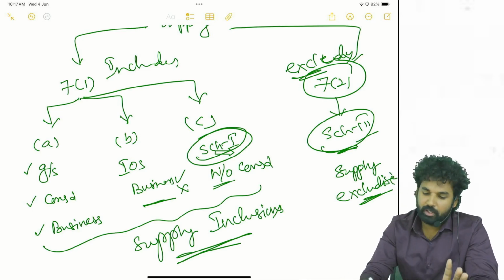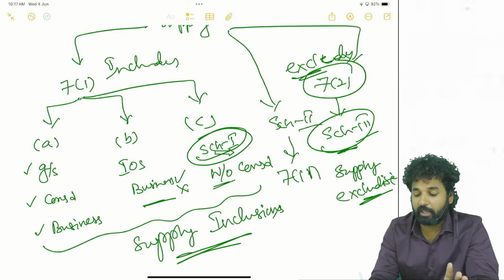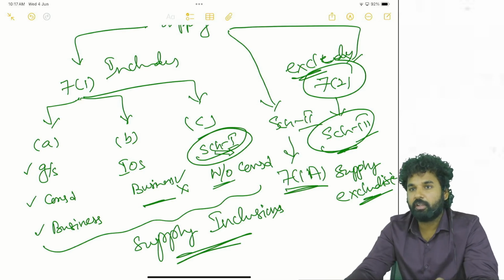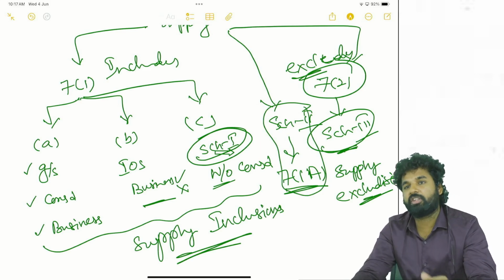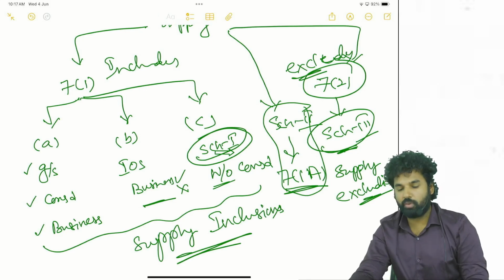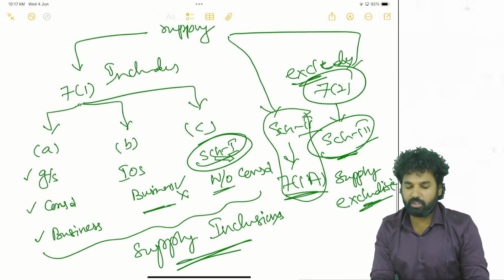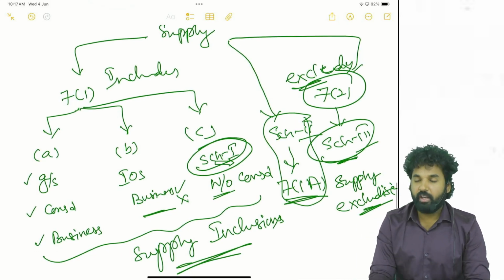Right? And there is one more schedule, which is schedule 2, which is given under section 7 subsection 1A, 1 capital A. Section 7 subsection 1A, okay, which is schedule 2. So here there is a list of activities which are already supply, but as supply of goods or supply of services. You got the structure of this definition or section 7. So we are going to talk about this section 7.